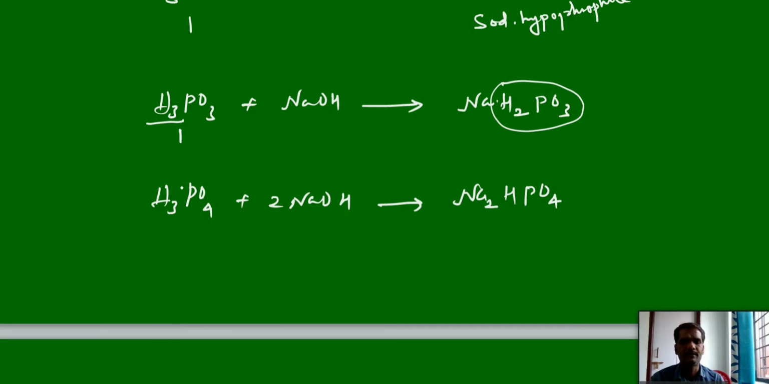Now in the third example, phosphoric acid basicity. Here, out of 3 hydrogens, 2 hydrogens are replaced by the sodium, only 1 hydrogen left. So here 3. Sorry, 2. I gave it wrong. This is 2. Out of 3 hydrogens, 2 are replaced.